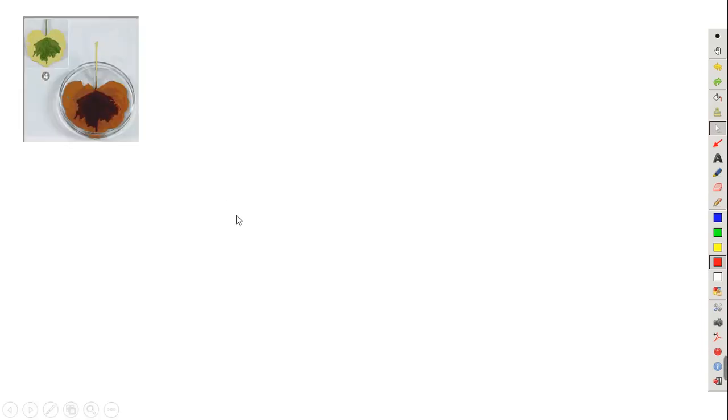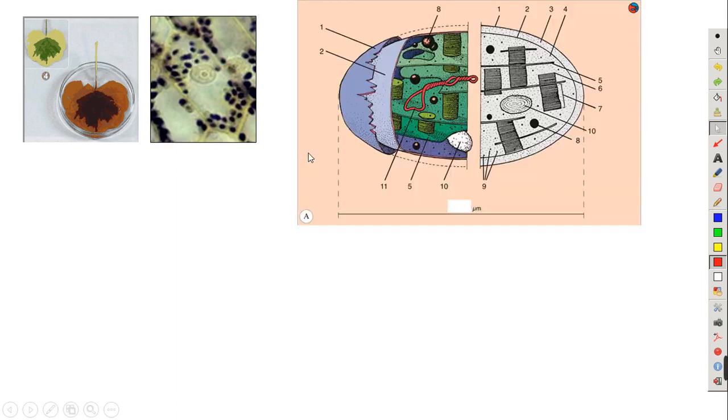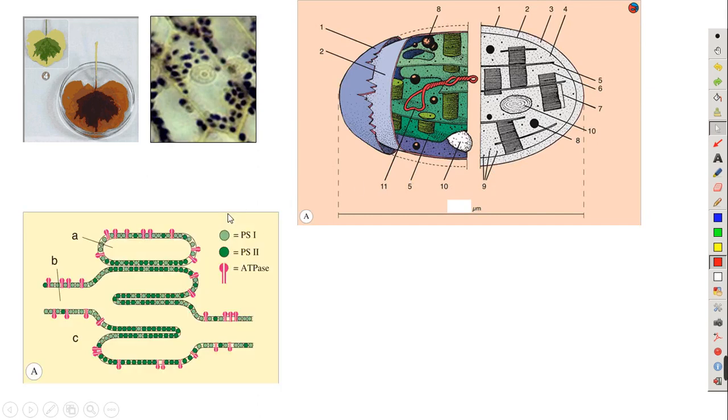Okay, good morning everyone. So today we're going to do a bit of a recap on what we know so far on photosynthesis, and then we're going to focus on the Hill reaction. So we know so far that green parts of plants are where photosynthesis takes place, because of iodine experiments. We narrowed it down to chloroplasts. We know that this is the structure of a chloroplast.